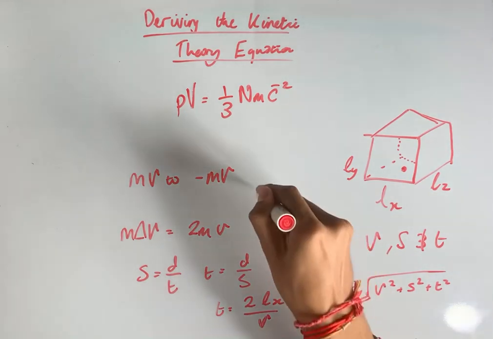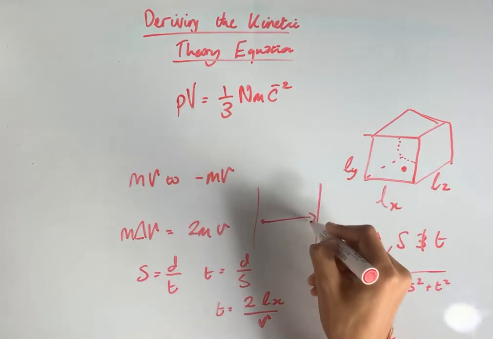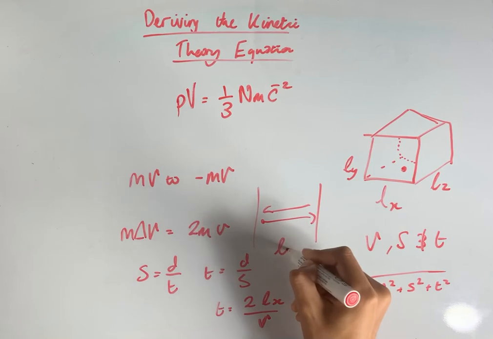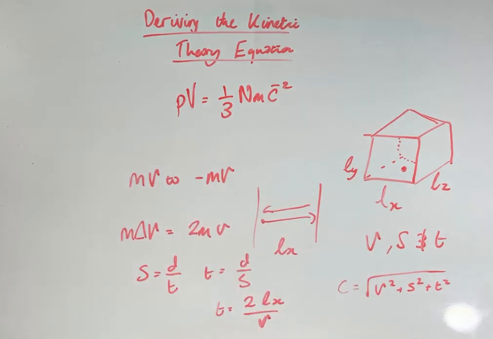So if this is a face, this is a face, and this is a particle, for it to travel there and back again, it travels a distance of 2Lx, and as it's travelling at a velocity v, the time taken between these successive collisions is given by 2Lx over v by a simple speed equals distance over time equation.